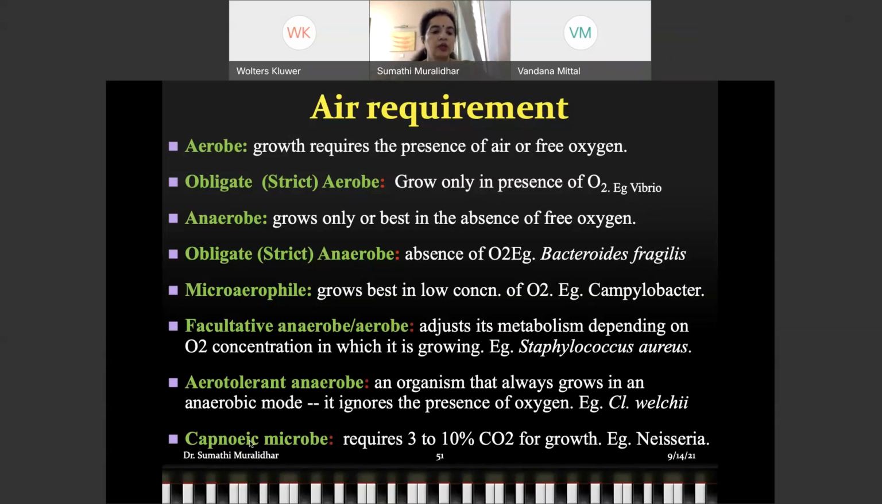Example, Staphylococcus aureus. Then there are aerotolerant anaerobes. That means these bacteria are basically anaerobes, but they can tolerate or ignore the presence of some amount of oxygen. For example, Clostridium botulinum. And there are capnophilic microbes. Capno refers to carbon dioxide. So these bacteria require 3 to 10% of carbon dioxide for growth. Example, Neisseria. Why do you have to know this? Because when you grow the bacteria in the laboratory and try to diagnose illnesses and infections, you will have to know what media to use, aerobic or anaerobic or microaerophilic or whatever.